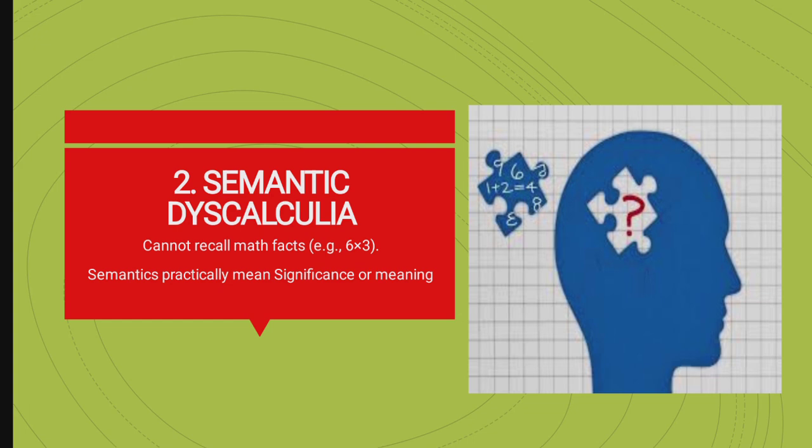So this person will not be able to recall math facts. For example, 6 times 3. The child doesn't know that they have to count 6 three times. The child will be thinking, okay, 6 times 3 is 9, because the child will forget what multiplication means.